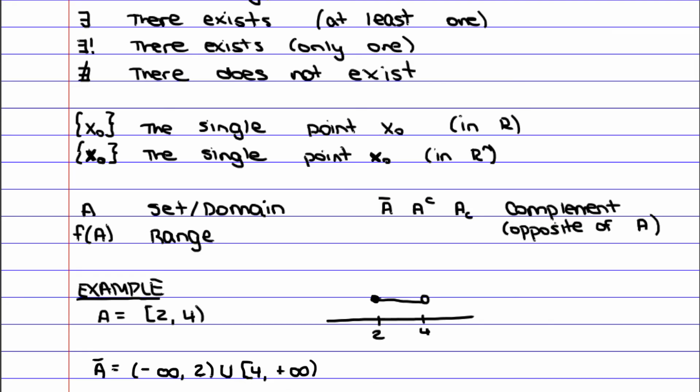Also, whenever you have minus infinity or plus infinity, we always use parentheses since you can't actually include minus and plus infinity since they're not actual numbers. And one more thing that you're going to see is the empty set. So it's a 0 with a line through it. And it just means nothing.